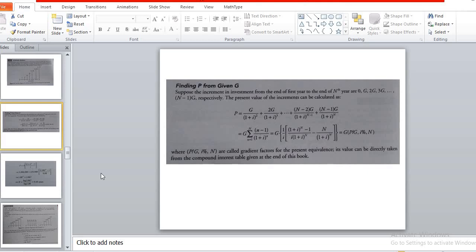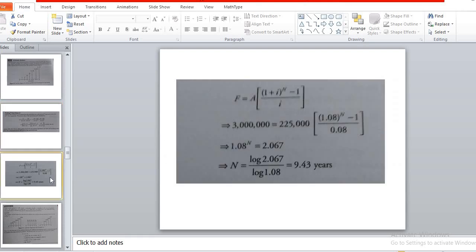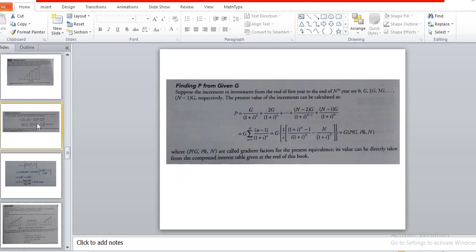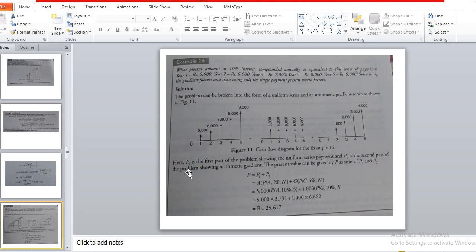If we go through some examples, it will get clear. So we go through an example.